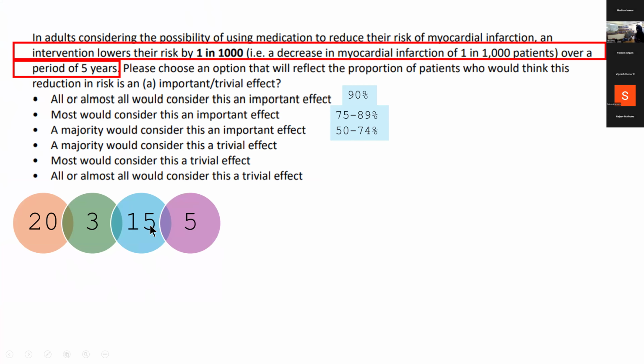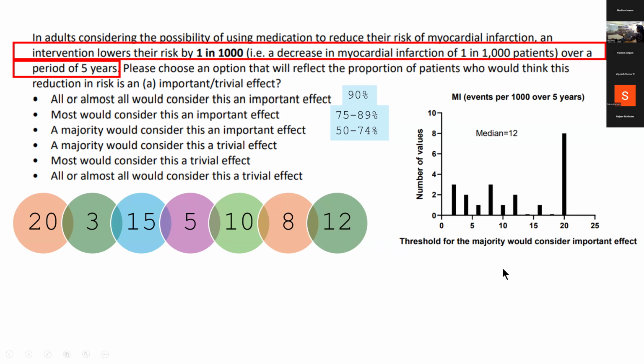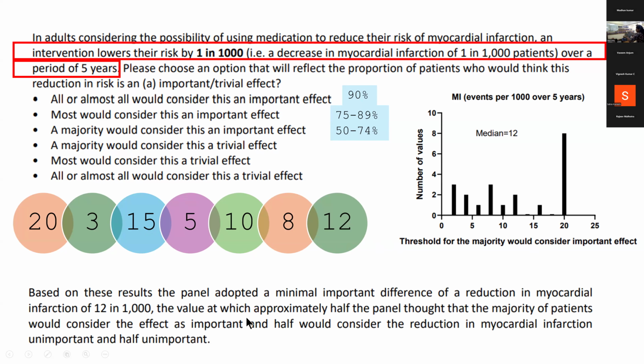What about 5? How many of you think it's important? How many of you don't? Okay. What about 10? What about 8? What about 12? Okay. So they go across these questions, and they finally look at everybody's responses and take the median value. For this particular guideline panel, the median value was 12. So your MID becomes the value at which half the group will say it's important and half the group will say it's not important.